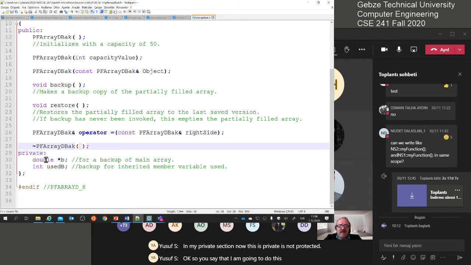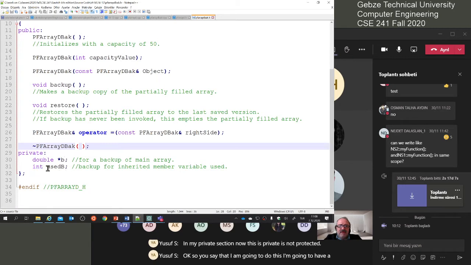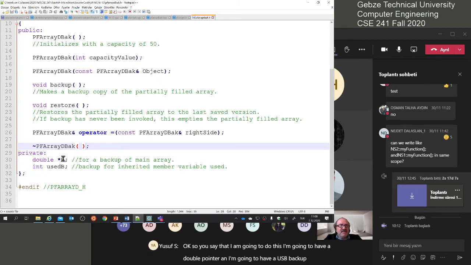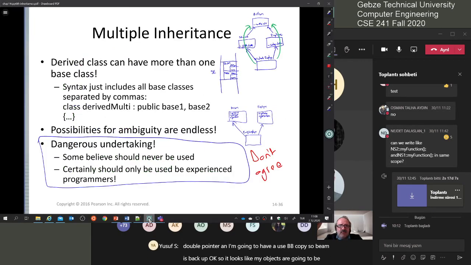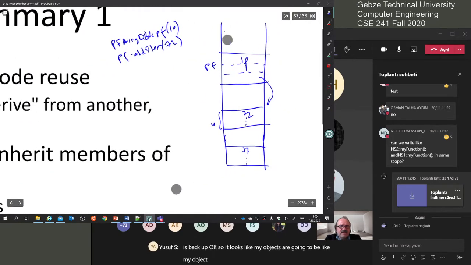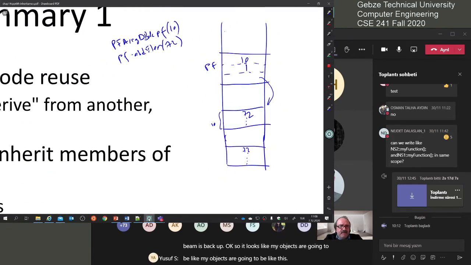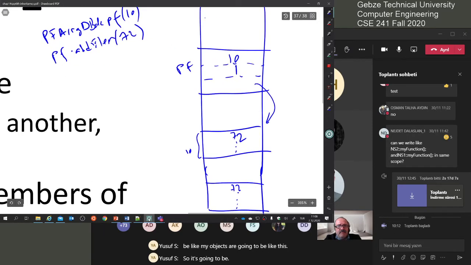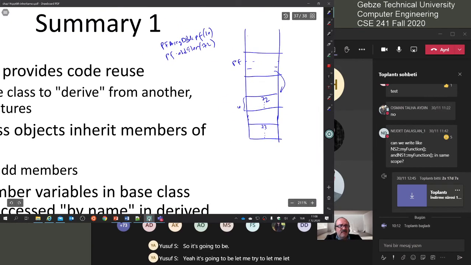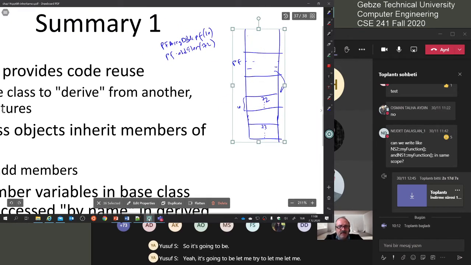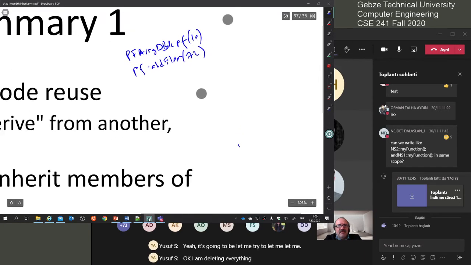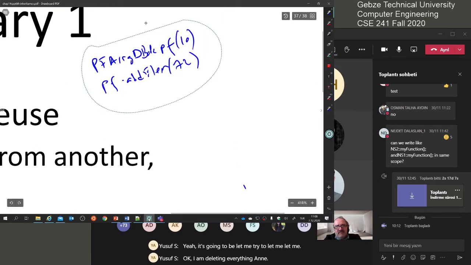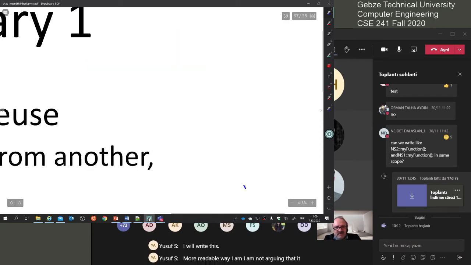I am going to have a double pointer and I am going to have a use B, backup B. So B means backup. So it looks like my objects are going to be like this. Let me delete everything and I will write this in a more readable way. I am not arguing that it will be readable, but this will be more readable.